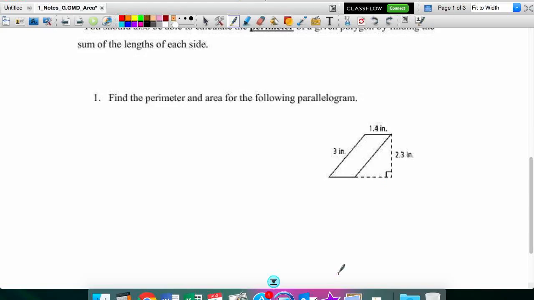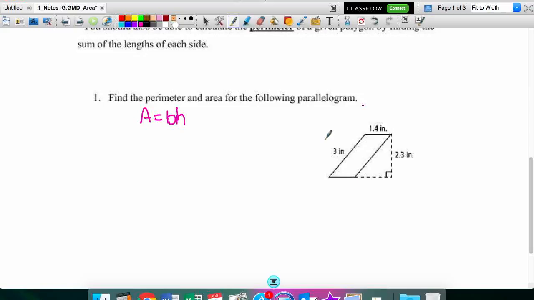Okay, so let's get into our first example. We want to find the perimeter and area for the following parallelogram. So let's just start with our area. To begin each one of these problems, you have to identify the appropriate formula. For a parallelogram, our formula is base times height, and that's just listed right above.